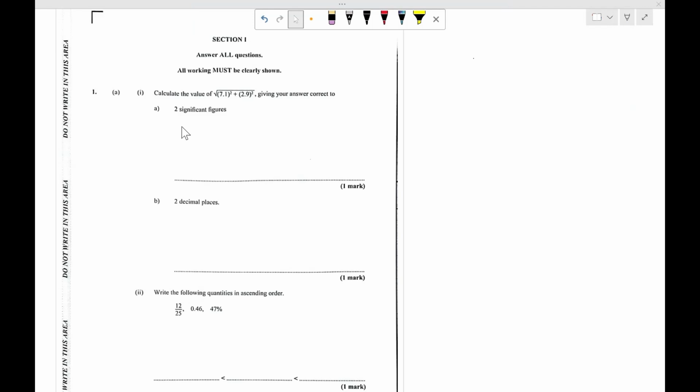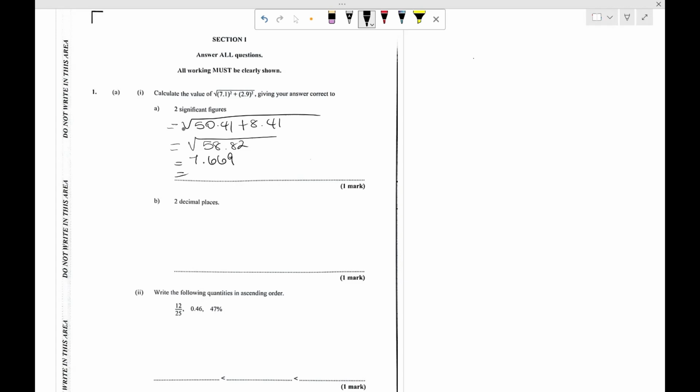So let's go. 7.1 squared, so you're going straight to your calculators, right? You're going to put 7.1 squared. That's going to give you 50.41, right? And we have 2.9 squared plus 8.41, right? We add them together. And it's the square root of 58.82, right? Again, we go to our calculators, we find the square root of that.